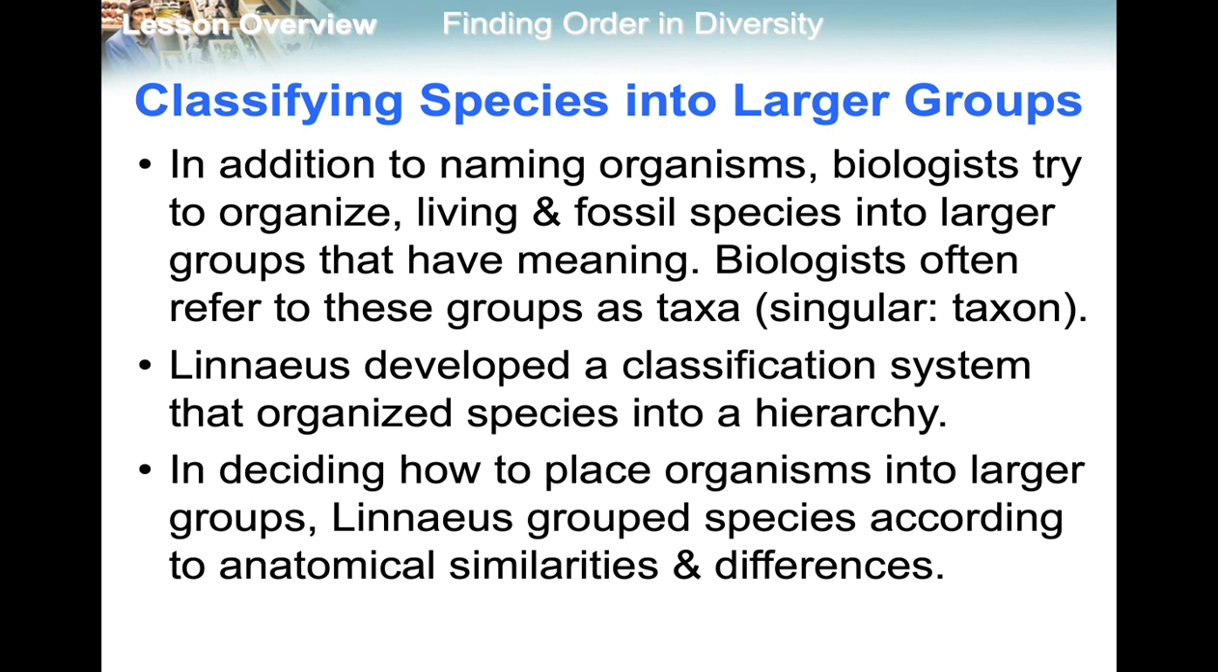In addition to naming and organizing things, biologists always try to organize things that were once living into larger groups in order to help give them meaning. Your larger groups from your classification is a taxa or taxon. Linnaeus developed a classifying system that was organized into a hierarchy. We've done things with hierarchies in the past. In deciding how to place an organism into a larger group, he classified them based on their anatomical similarities and differences.